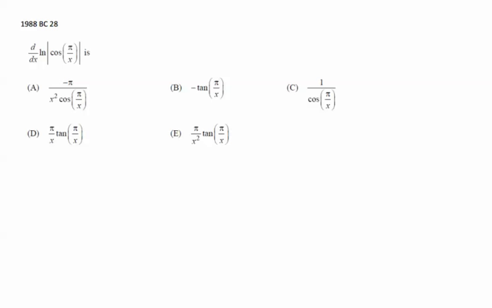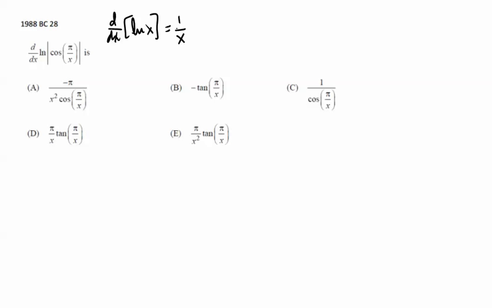With this problem, we're looking for the derivative of the natural log of absolute value of cosine of pi x. And it's a little bit more complicated than normally looking for the derivative of natural log of x, which we know to be 1 over x. Here we have the derivative of the natural log of x.